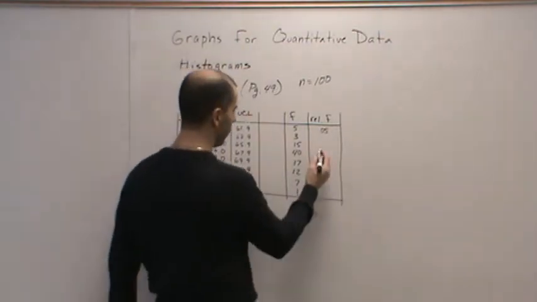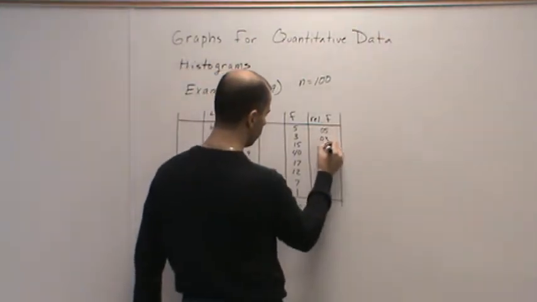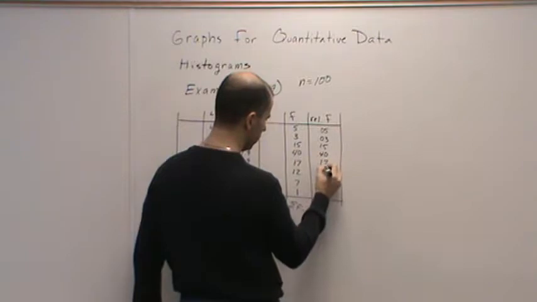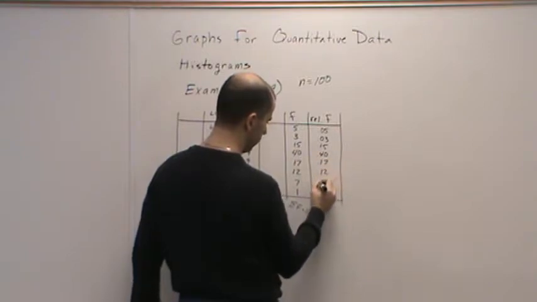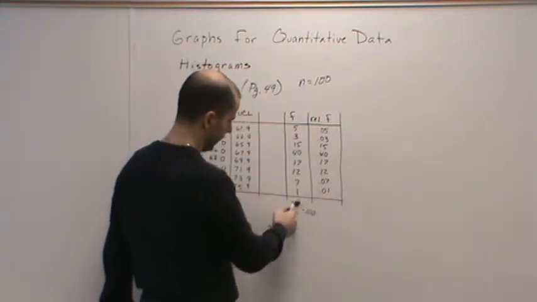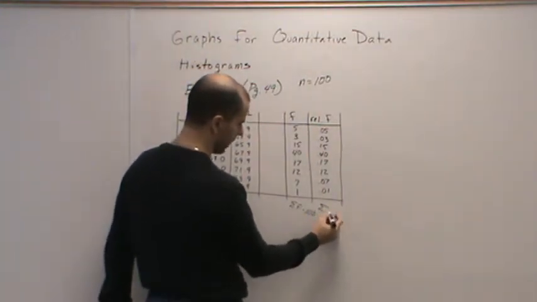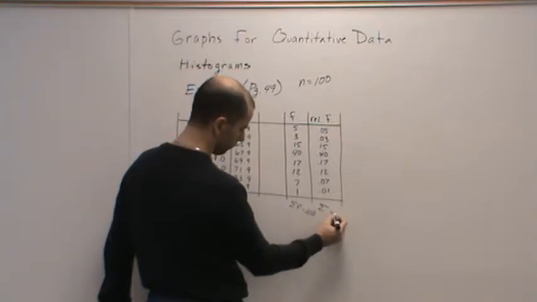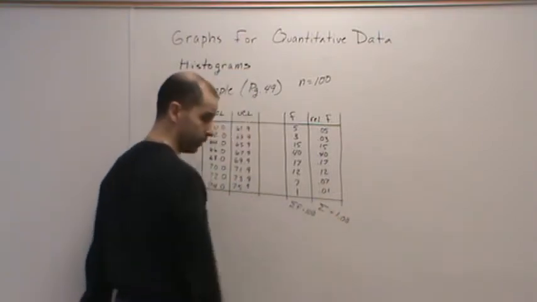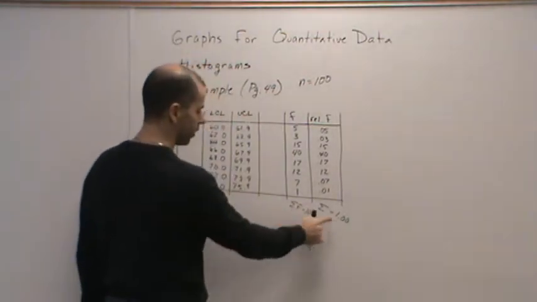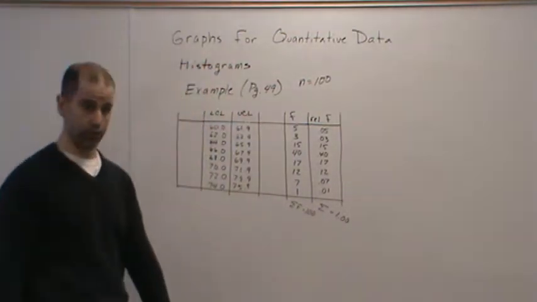So this is 0.05, 0.03, 0.15, 0.4, 0.17, 0.12, 0.07, 0.01. And of course, if the frequencies sum up to 100, the relative frequencies are going to sum up to 1.00 or 1. So we're good. These are our checks. We always want to make sure we do our checks.